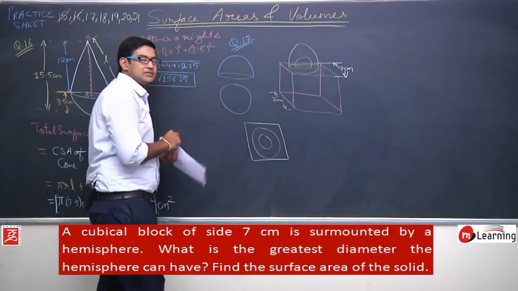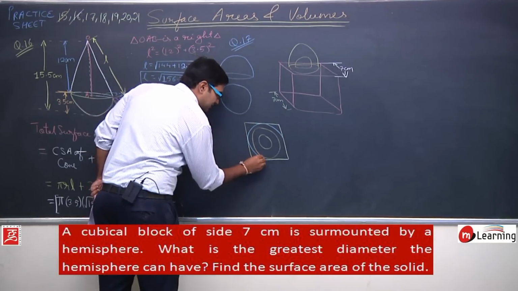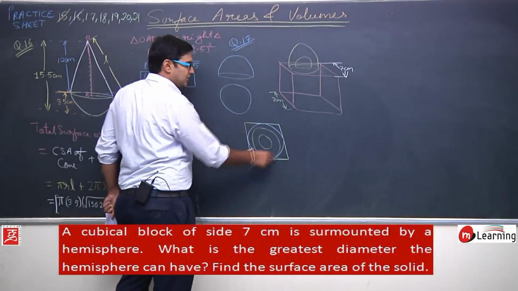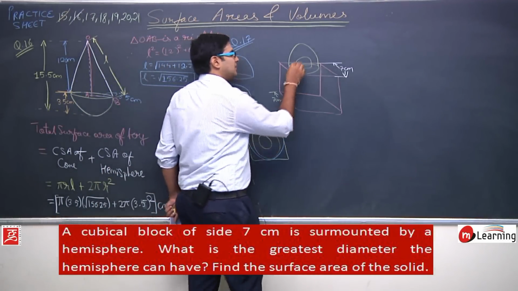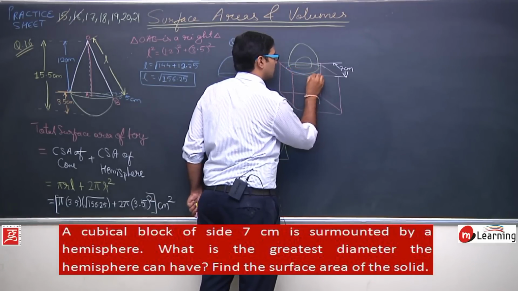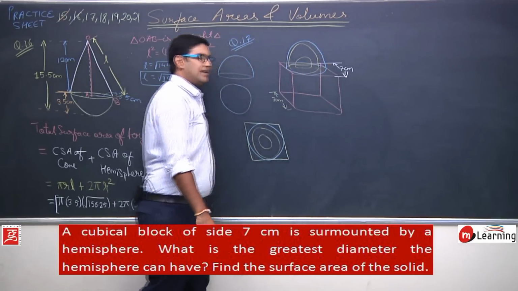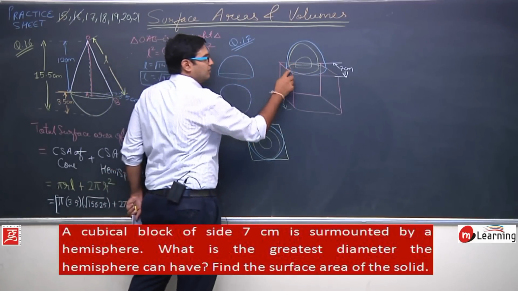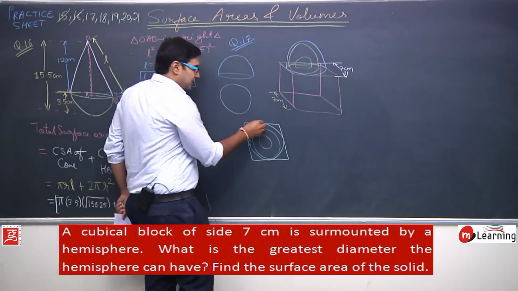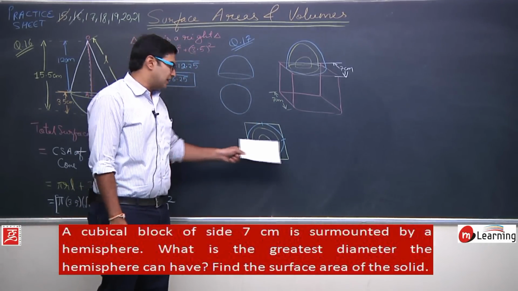It means the maximum size of this hemisphere can be like this. It can be a circle which is touching all the boundaries of the square. It means the hemisphere can be like this. I can make the hemisphere like this, where all the points of the base of this hemisphere, that is all the points of the circle, are touching the square. Now, can I have a hemisphere greater than this?